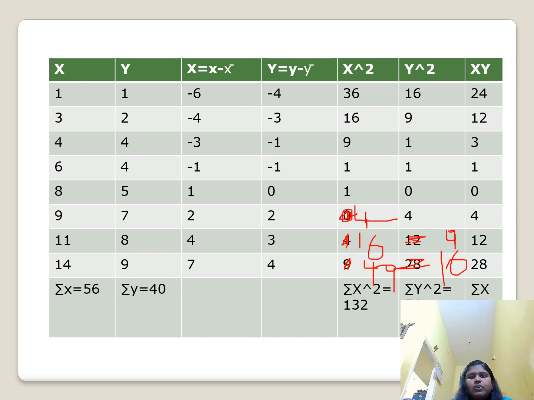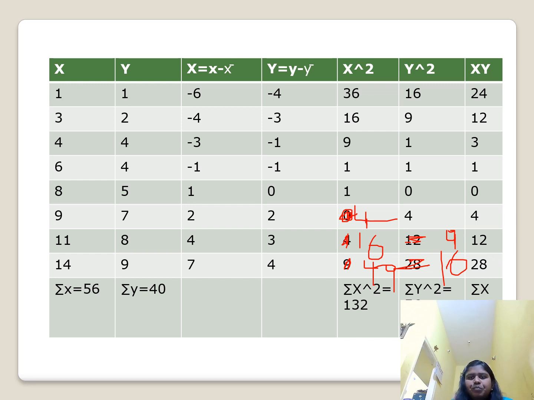Now we have to find y square value. Minus 4 whole square is equal to 16. Minus 3 whole square is equal to 9. Minus 1 whole square is equal to 1. Minus 1 whole square is equal to 1. 0 square is 0. 2 square is 4. 3 square is 9. 4 square is 16. By adding all these values, we get summation y square is 56.